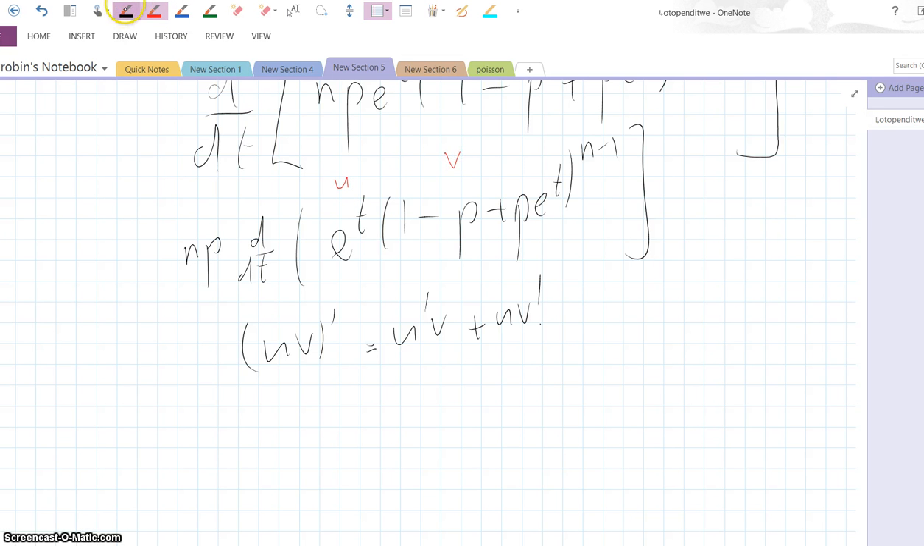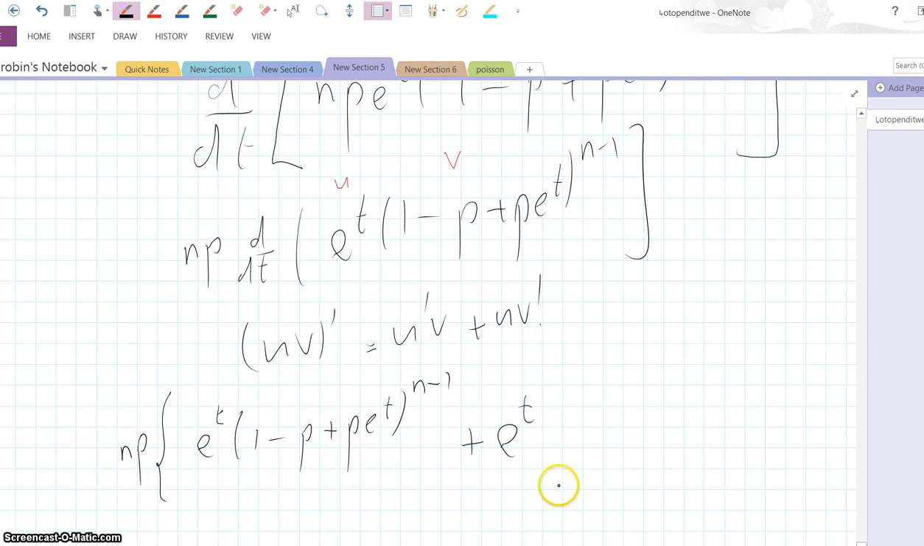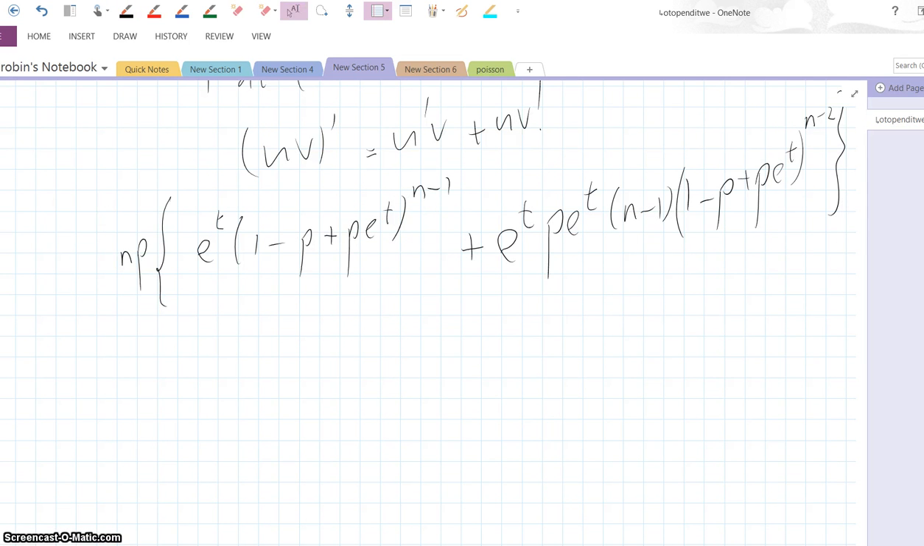This bit here is u, and this bit here is v. Alright, so the thing I've got is np times all this stuff here. So it's u dash v, well differentiate e to the t, it's just e to the t, times v, (1 minus p plus p e to the t) to the power n minus 1. Plus this term here, so that's u, which is again e to the t, and then we differentiate this thing, so it's p e to the t times (n minus 1) times (1 minus p plus p e to the t) all to the power n minus 2. Close curly braces to match these guys here. Right, now we're cooking.